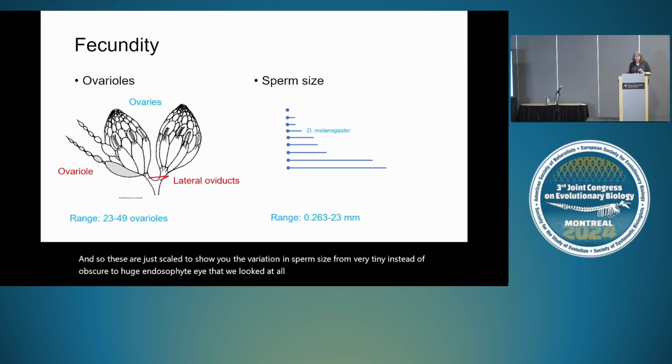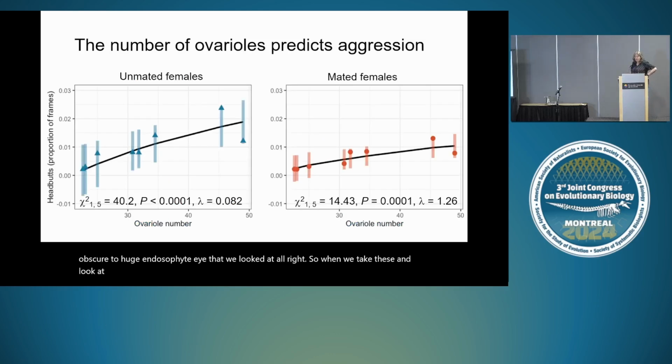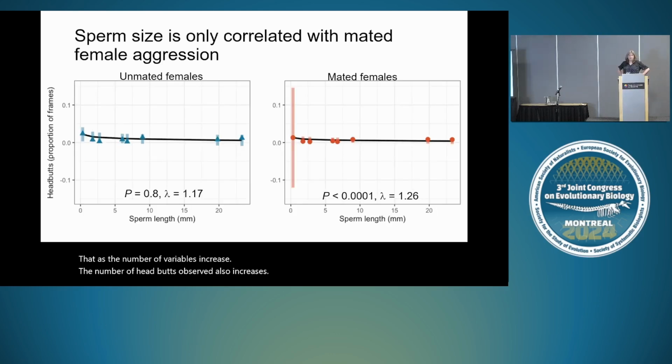When we take these and look at aggression, we find that the number of ovarials predicts aggression more strongly for the unmated females than the mated females, but both show that as the number of ovarials increases, the number of headbutts observed also increases. Sperm size is only correlated with mated female aggression, and this is a lot less robust than the ovarials. It makes sense that it'd only be the mated, because it's after sperm transfer that there would be an effect, but in this case, as sperm size increases, aggression decreases.